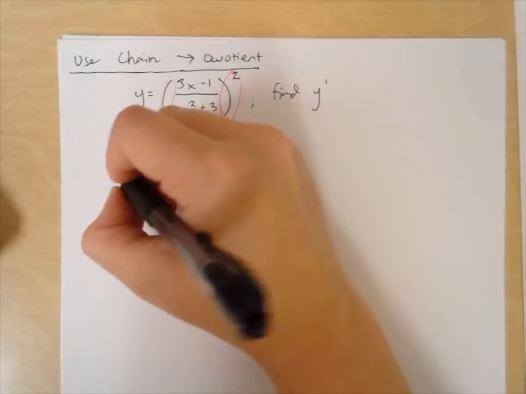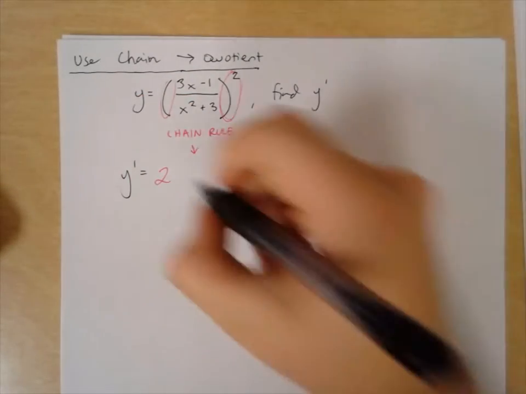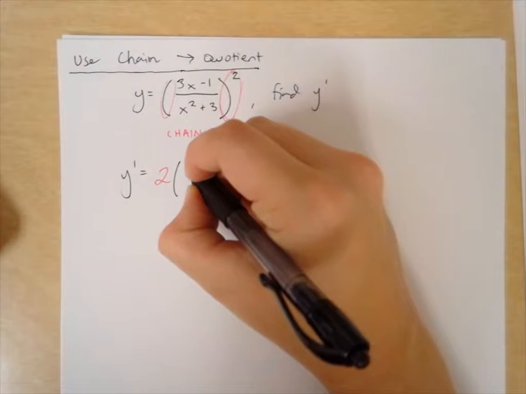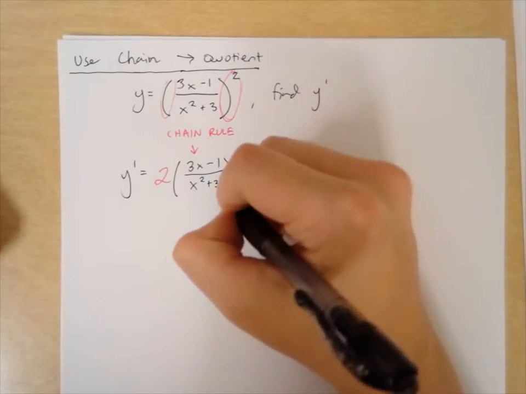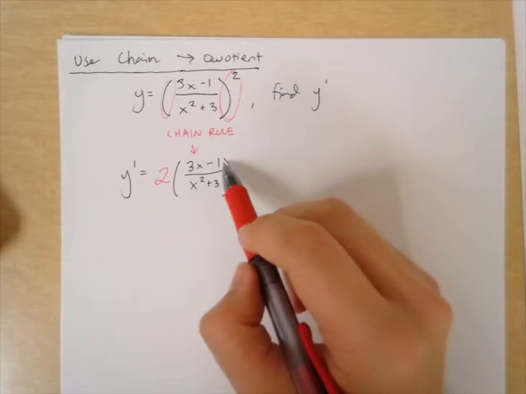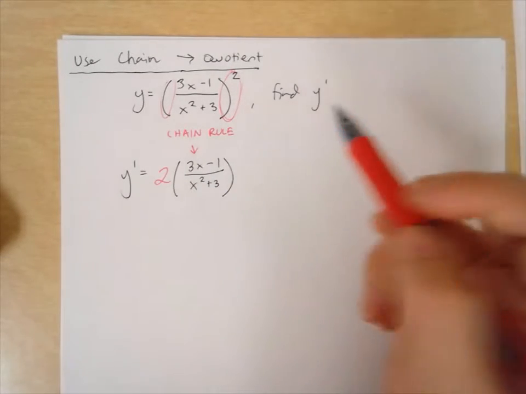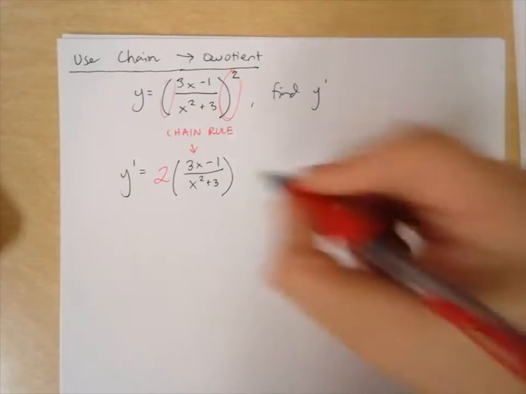Let's make sure we're saying y prime equals. And we keep what's inside exactly the same for now. We say 3x minus 1 over x squared plus 3. And then we change our power out here to 2 minus 1, or to the first. But that's redundant. I don't need to write that again. I can just leave this as the first part.